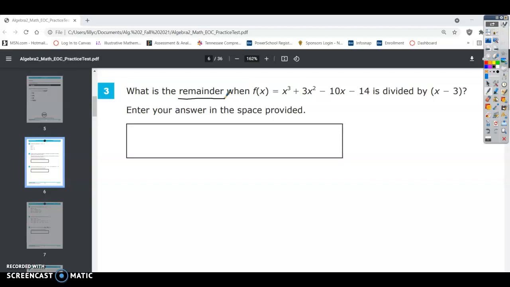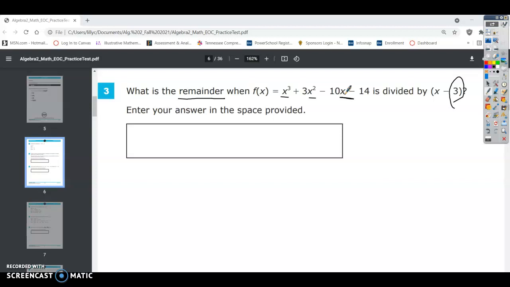Okay, so the remainder theorem says if we have x minus 3, we can take positive 3 and plug it in for x and get our answer. So let's start by doing that, but then we're going to do division so that you can see that you get the same answer.